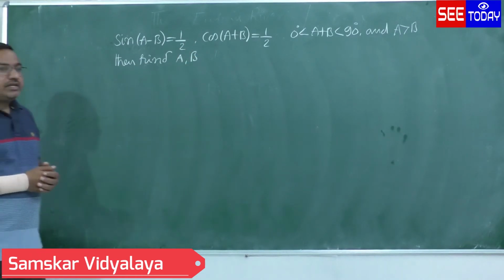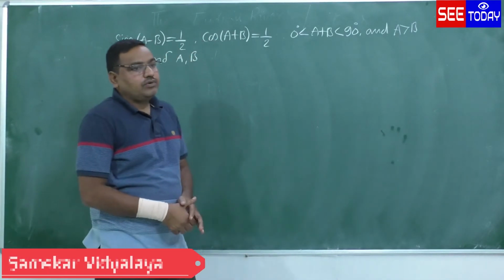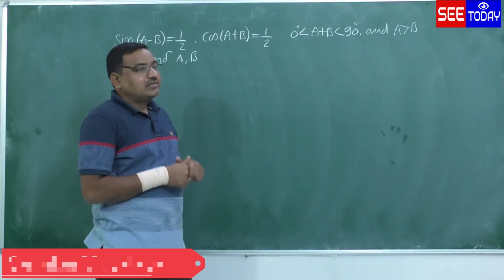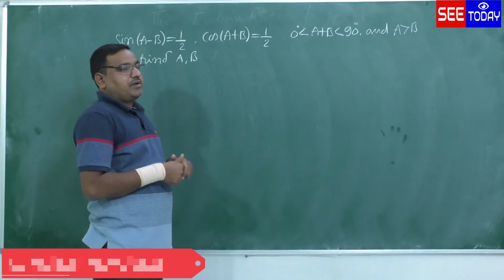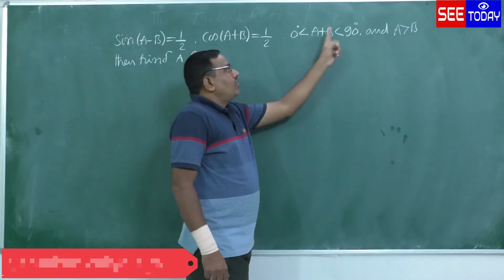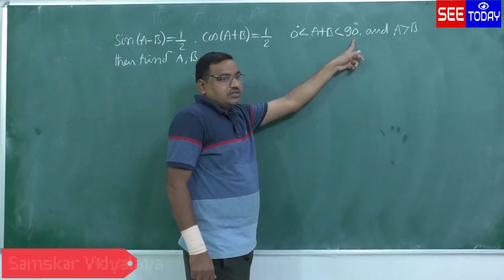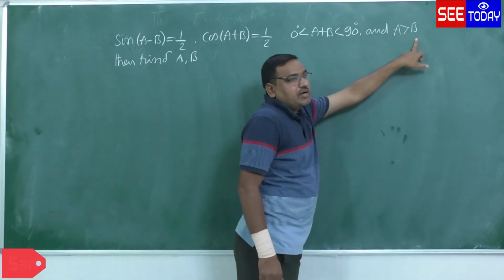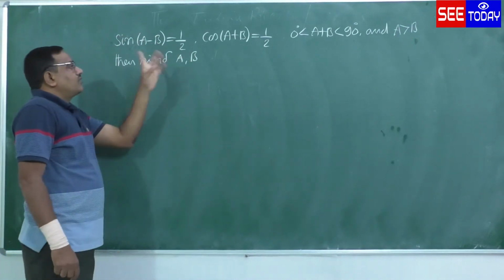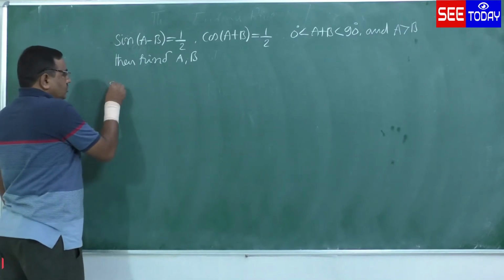This is the question. Sin of A minus B is equal to 1 by 2, cos of A plus B is equal to 1 by 2, 0 degrees less than A plus B less than 90 and A is greater than B. Find A, B. There are two conditions. One is A plus B lies between 0 and 90. That is the first condition. A is greater than B is the second condition. By using the two conditions, we can find A, B. Let us see how you can proceed. Solution.